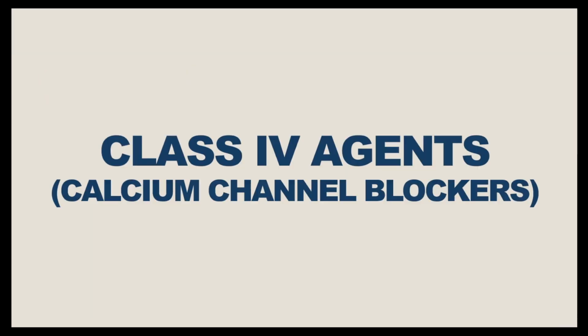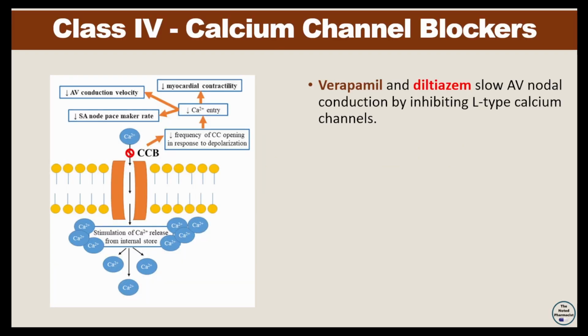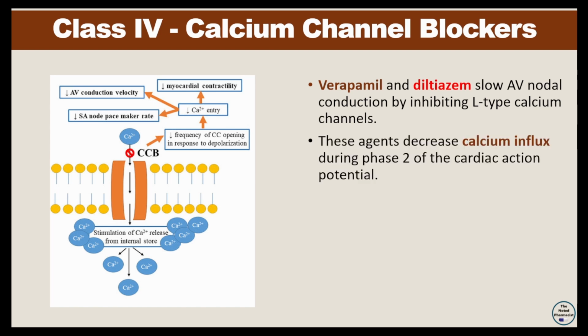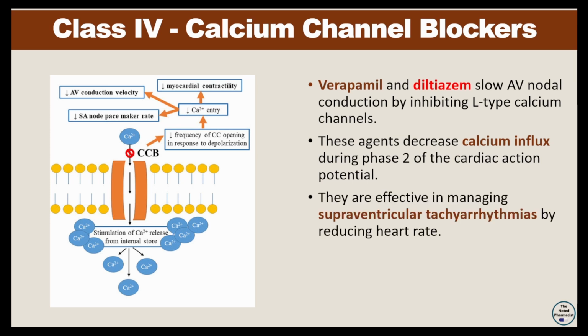Class 4 agents, or calcium channel blockers. Non-dihydropyridine calcium channel blockers, such as verapamil and diltiazem, inhibit L-type calcium channels, reducing calcium influx during phase 2 of the action potential in cardiac myocytes and nodal cells. This slows AV nodal conduction and decreases heart rate, making them effective for controlling ventricular rate in supraventricular tachyarrhythmias.